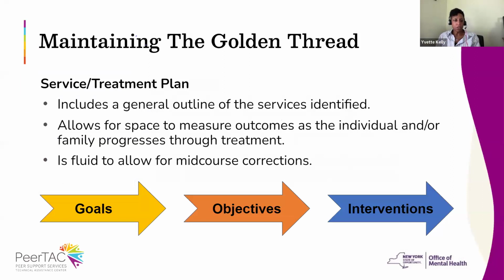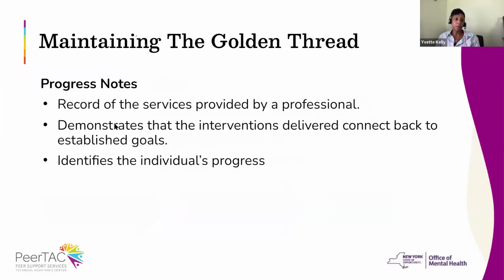Next, we have just the service and treatment plan. And again, after the assessment, the next step is to articulate and document what services are going to be rendered to help the individual or family. And then the service or treatment plan includes the goals, right? The goals, the objectives, and the interventions. And that's all laid out in a way that makes sense in terms of what services are needed and how folks are working.